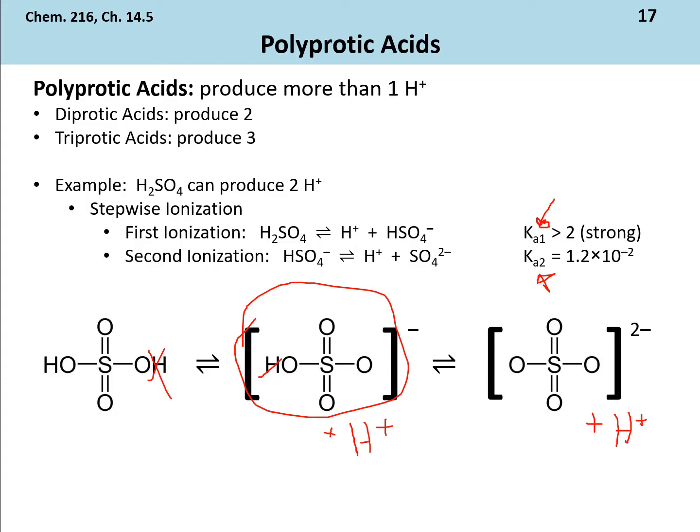Notice, by the way, that Ka1 is bigger than Ka2. The reason for this is, if I take away a hydrogen from H2SO4, I end up with a negative compound. To take away an H+ from this negative compound is going to be tougher, because that negative is going to want to keep that H+. So I'm going to get less of that second ionization occurring.